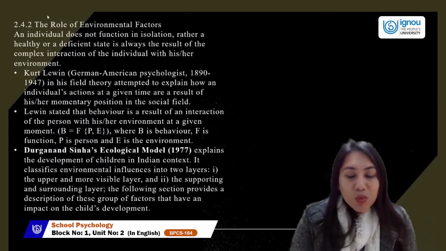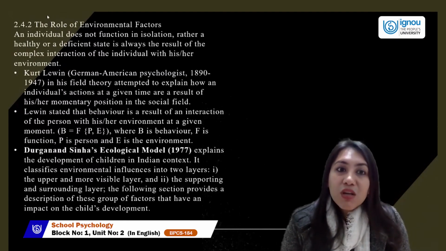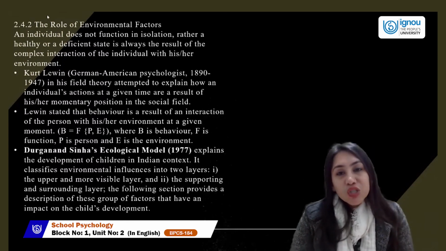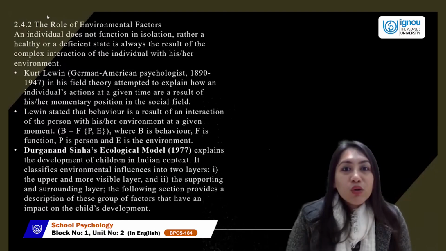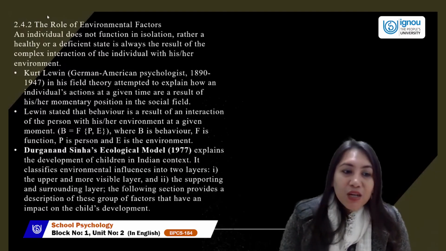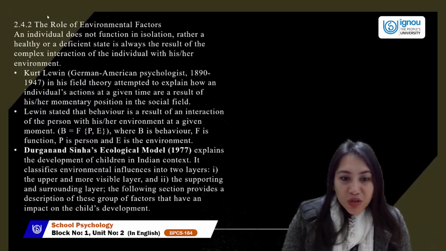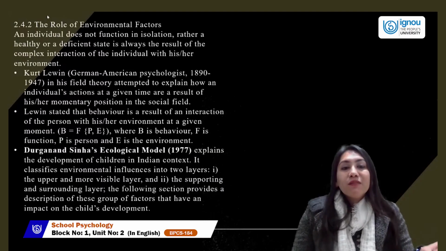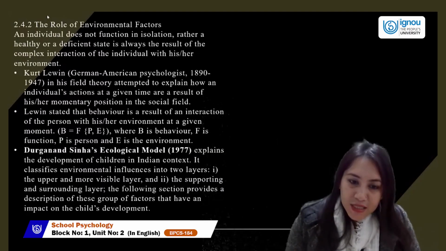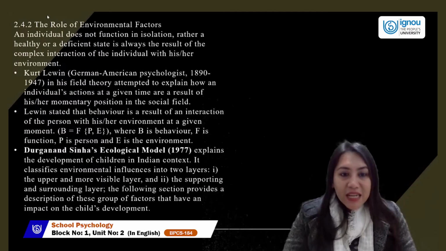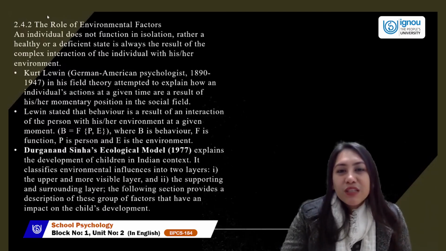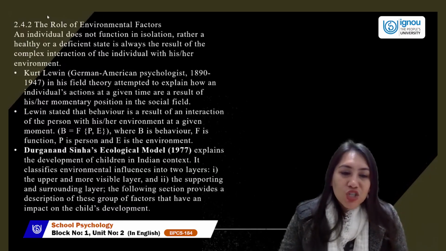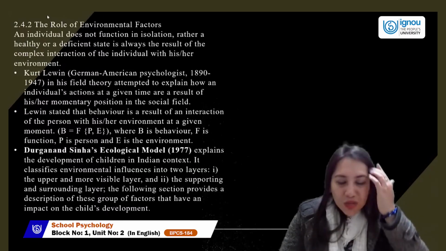Now, in support of environmental psychology came a theory which was called the ecological theory of Durganand Sinha. He was an Indian psychologist, ideally a psychoanalyst of Indian society and Indian context. He gave us a theory of human development of children in the Indian context. So this is only referring to children in India. The context is within India, which means the kind of influences and environmental changes would be something which is restricted to our culture.